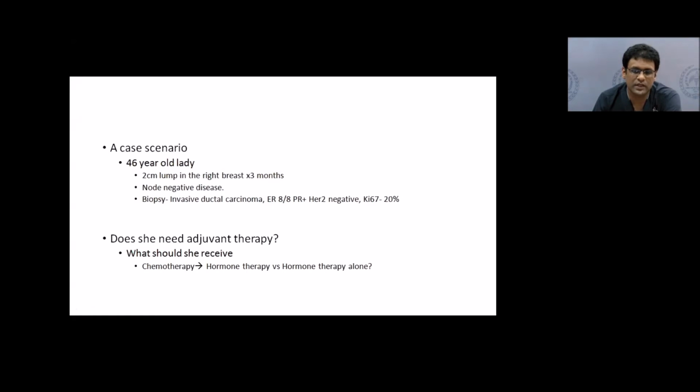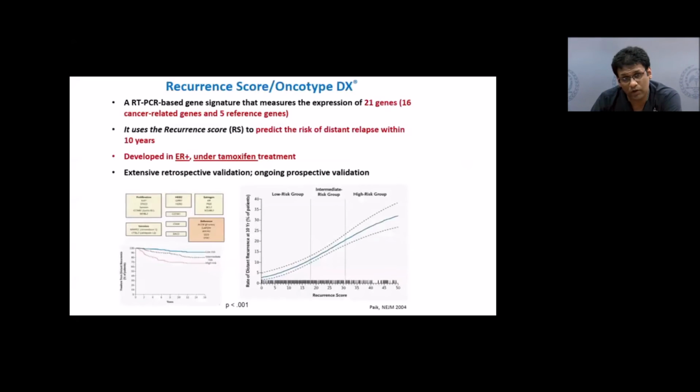So the question in my mind when she comes to me is, does this patient really need chemotherapy? Or in other words, is this patient a true luminal A breast cancer in which her benefit of chemotherapy is small and I could treat her with just hormone therapy? Or is she a luminal B-like breast cancer where chemotherapy would significantly improve her outcome? So how do we find the answer to this?